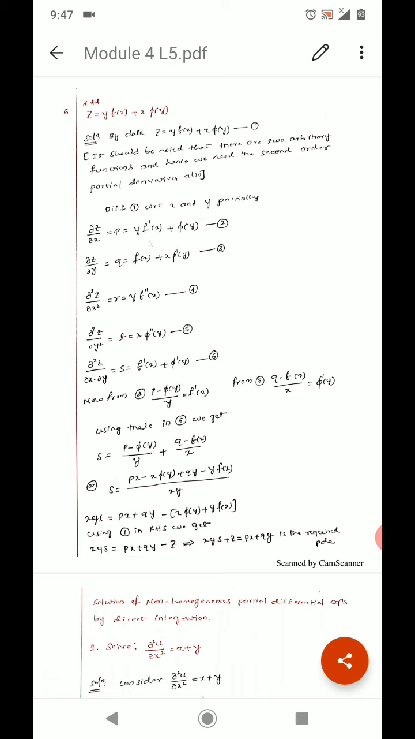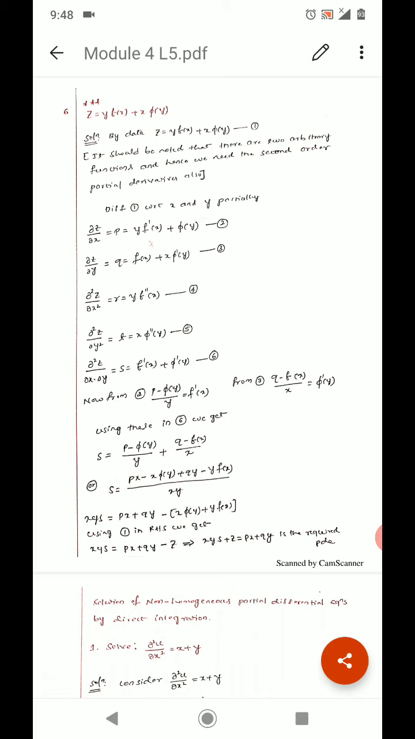Now again differentiate del z by del y with respect to y. So that is del square z by del y square, which can be taken as small letter t, which is equal to, here the differentiation of f of x with respect to y is 0, since we are going to differentiate with respect to y, so that becomes 0, plus x into pi dash of y, the differentiation of pi dash of y is pi double dash of y. Therefore, t is equal to x into pi double dash of y. So that is equation 5.